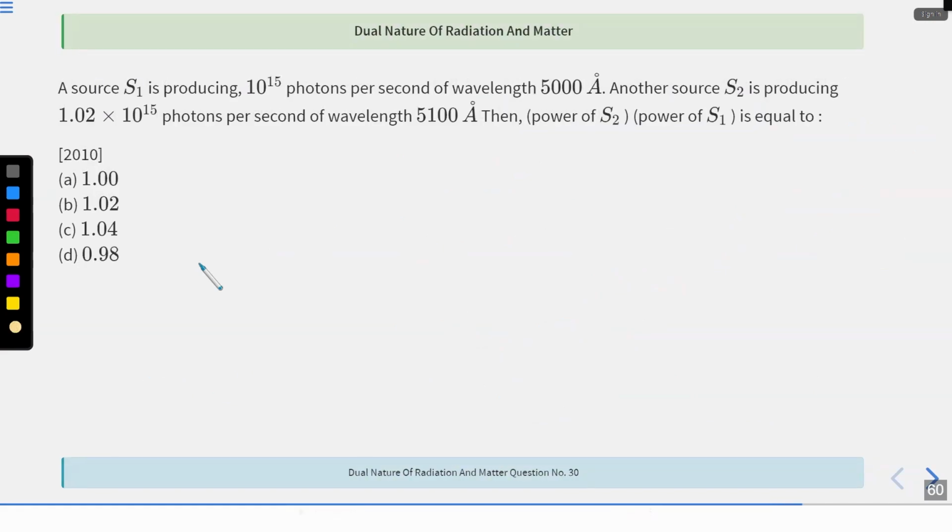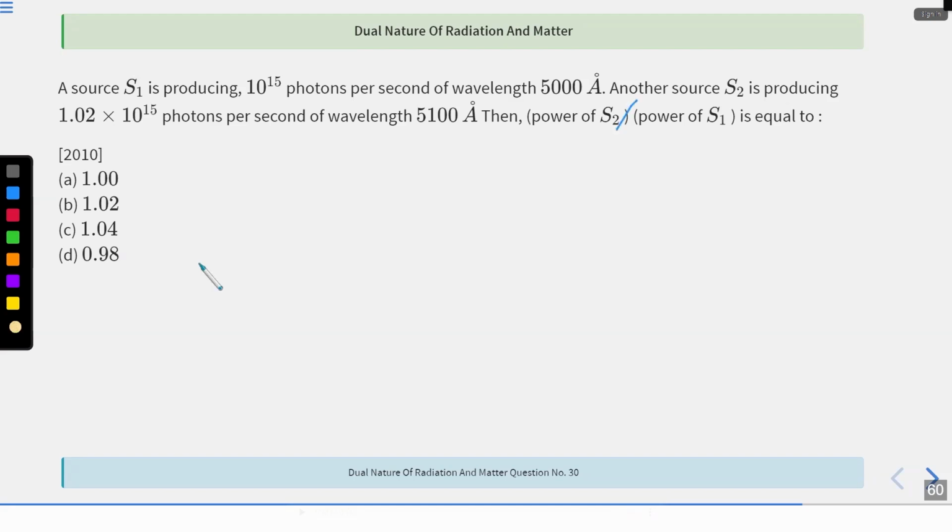Okay, let's move on to the next question. A source S1 is producing 10 to the power 15 photons per second of wavelength 5000 angstrom. Another source S2 is producing 1.02 into 10 to the power 15 photons per second of wavelength 5100 angstrom. Then power of S2 by power of S1 is equal to what? So basically they are asking the ratio of this divided by this, right?